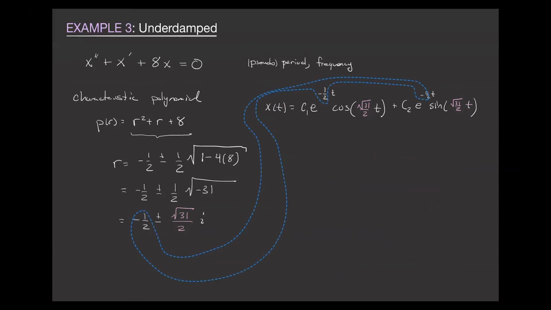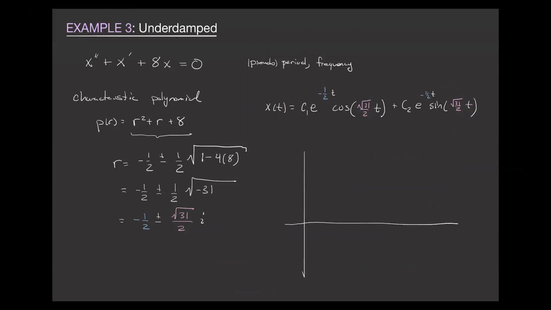And let's color that maybe blue. Okay. Now the blue, or the real part, that's going to be the decaying envelope. So we're going to have oscillation here, and the decay is going to be determined by the blue. So I'm going to draw in blue here a decaying envelope.